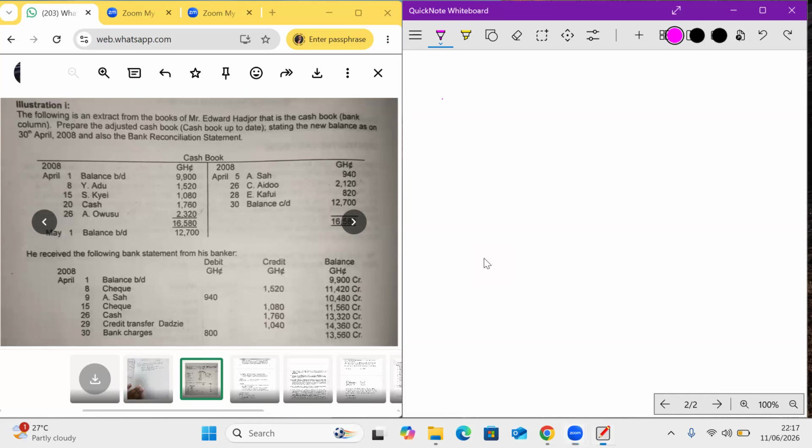So let's say we have type 1. Let me make them in types. Type 1 can involve the cash book. The question can give us the cash book, that's the original cash book, plus the bank statements.